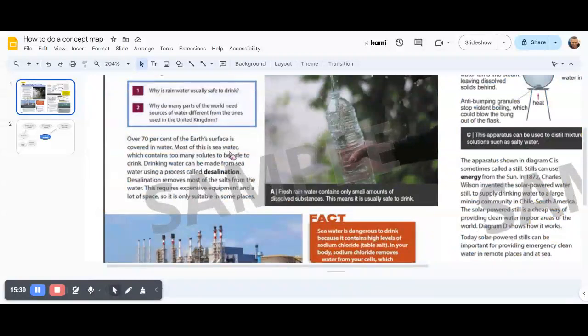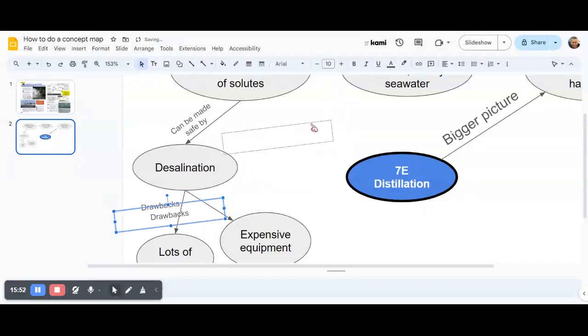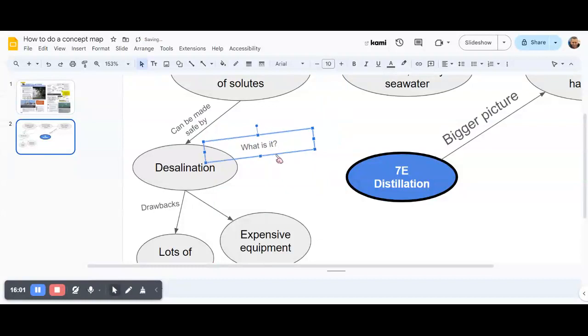Okay. So most of this is seawater. Just make sure that I have read through all of the text. Most of this is seawater, contains too many solutes to be safe to drink. Drinking water can be made from seawater using a process called desalination. We talked about that. Removes most of the salts from the water. Now, I haven't got that. So what I'm going to do is I kind of need to have something like, what is it? What it is. Okay. What is it? Okay. So that would be a nice link.